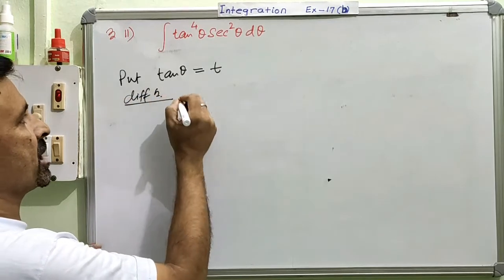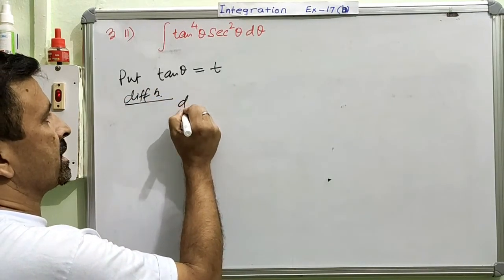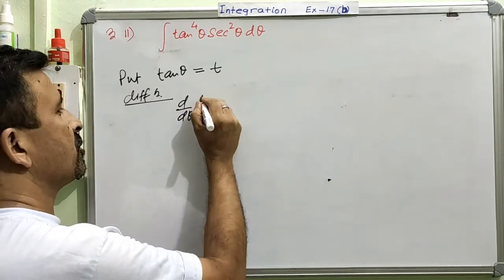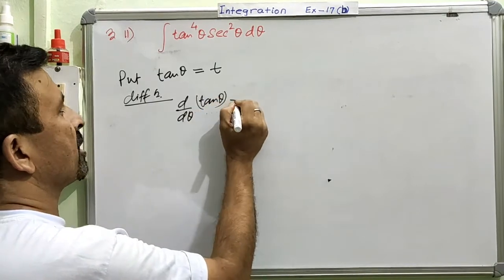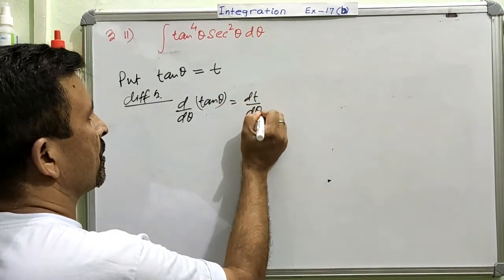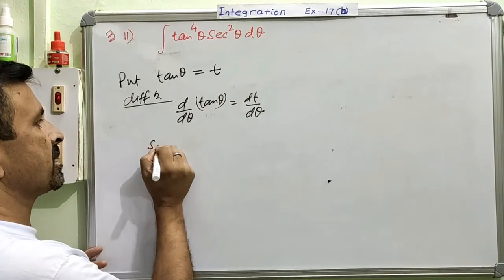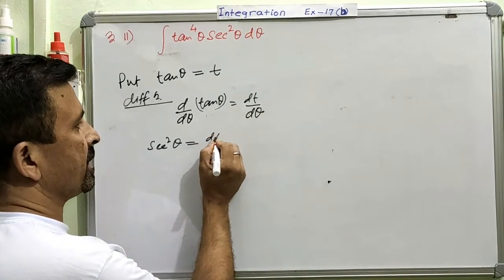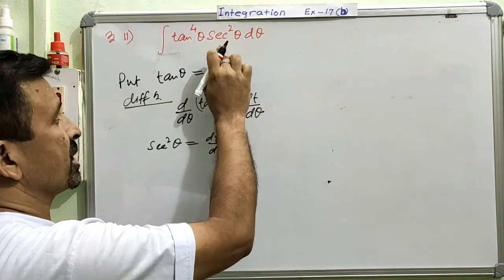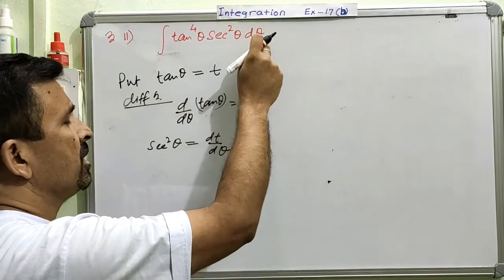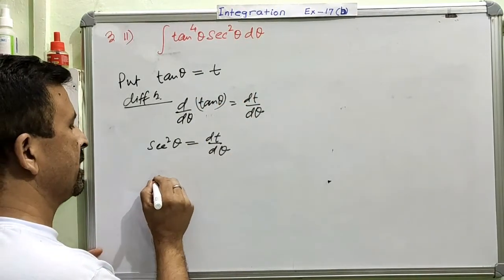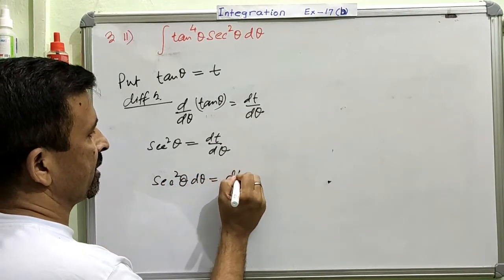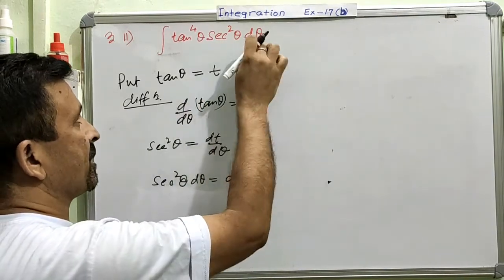While differentiating, the derivative d over d theta of tan theta is equal to dt over d theta. The derivative of tan theta is sec square theta, and this is dt over d theta. According to your question, your requirement is the value of sec square theta d theta, so d theta is taken to the left-hand side. So sec square theta d theta is equal to dt. Now we got the solution for this part also. This part can be replaced by dt.